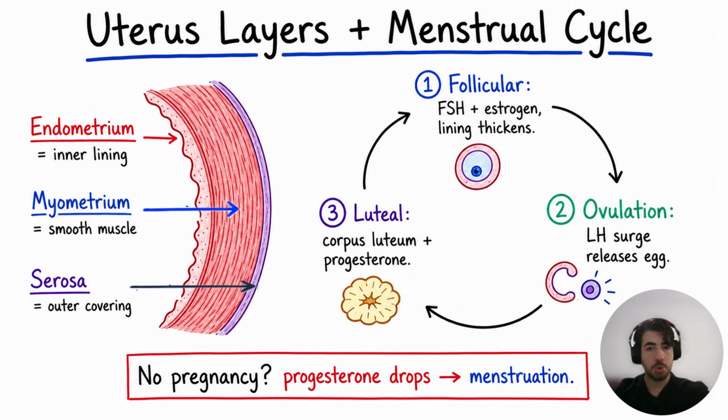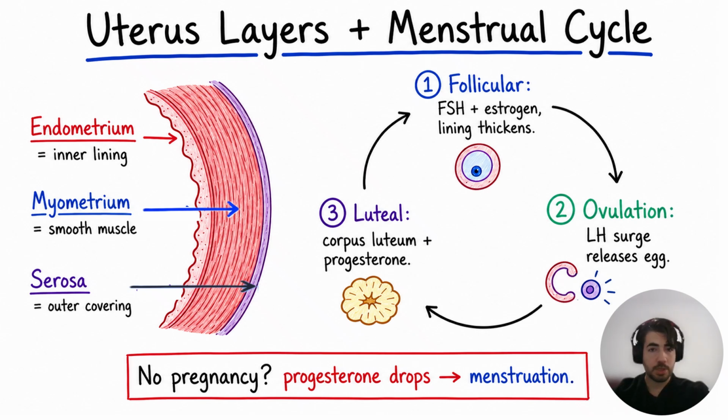The middle layer is the myometrium. Myo means muscle, so this is just the smooth muscle layer of the uterus. The woman does not shed this during menstruation. Again, menstruation, endometrium. Myometrium will be muscle, just the muscle layer. The outer layer is the serosa, which is the outer covering. It's pretty much just a covering.